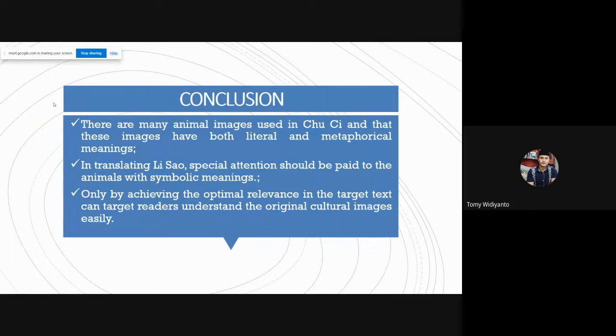And then for the conclusions, we may infer that there are many animal images used in Li Sao, and that these images have both literal and metaphorical meanings. In translating Li Sao, special attention should be paid to the animals with symbolic meanings. Only by achieving optimal relevance in the target text can target readers understand the original cultural image easily. Okay, I think that's all from me.